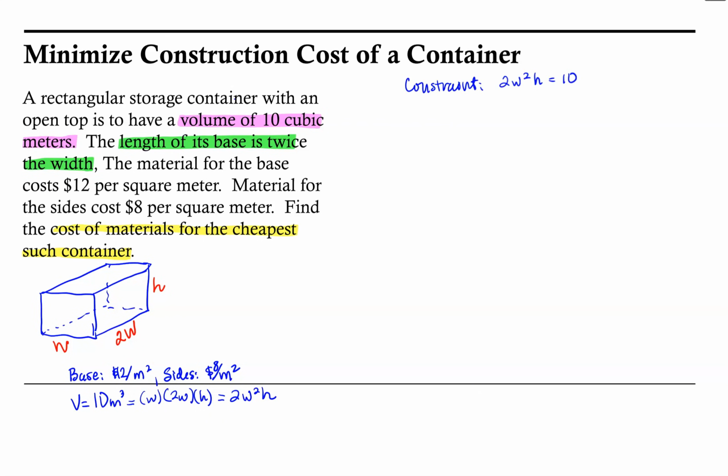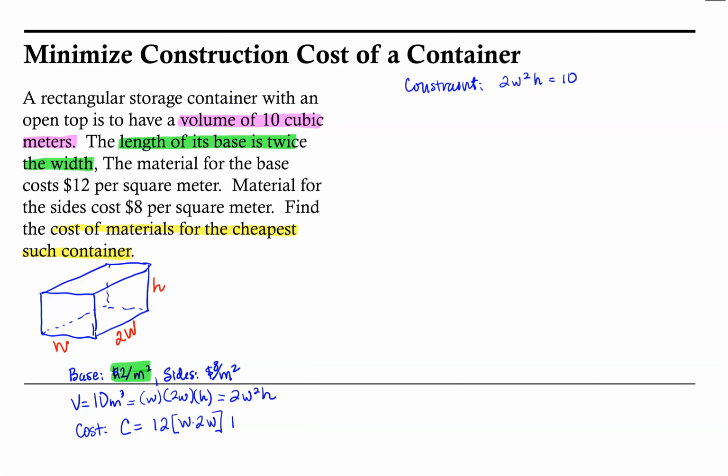And now to determine our objective function. Our objective here is to minimize cost. So let's look at the cost. We'll call that function C. We noticed that the cost depends on whether we're building the base or the sides. The base costs $12 per square meter, so if we focus on the base, we're going to have $12 times the area of the base. The area of the base is W times 2W.